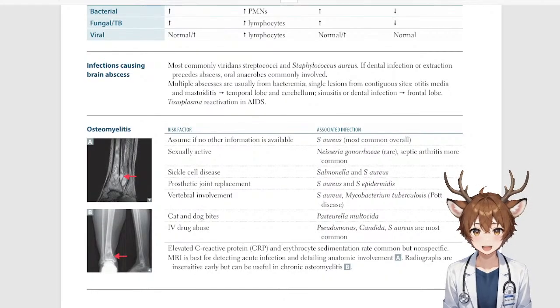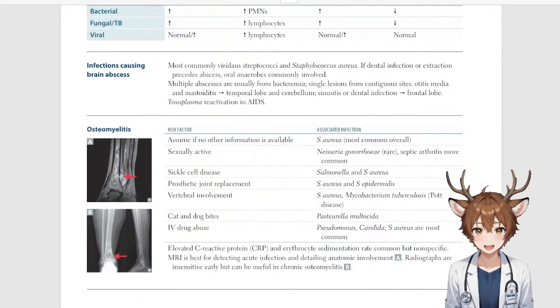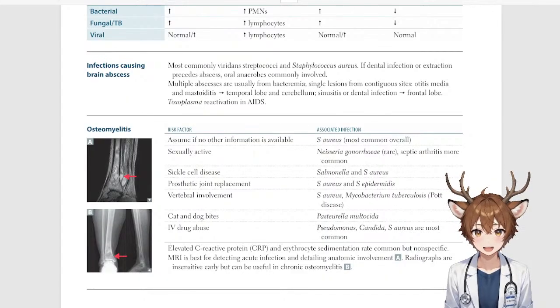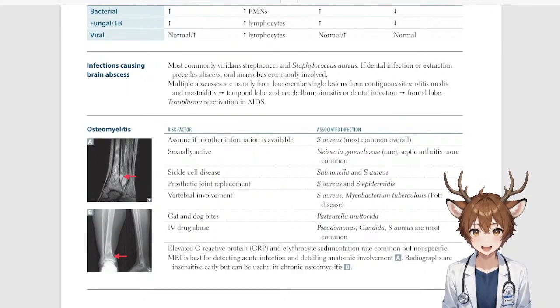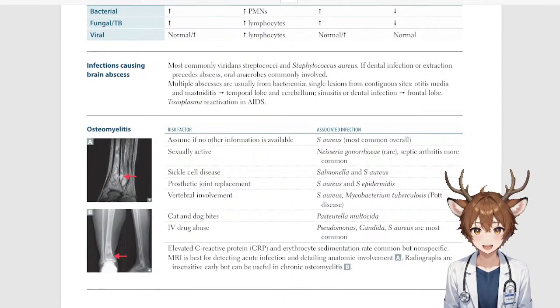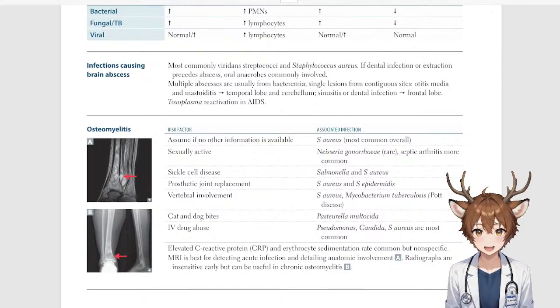Anyway, infections causing brain abscesses. Most commonly, Viridans streptococci and Staphylococcus aureus. If dental infection or extraction precedes abscess, oral anaerobes commonly involved. Multiple abscesses are usually from bacteremia, single lesions from contiguous sites, otitis media and mastoiditis, leading to temporal lobe and cerebellum, sinusitis or dental infection leading to frontal lobe.